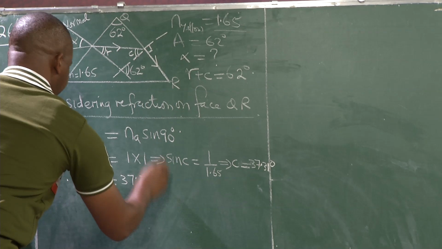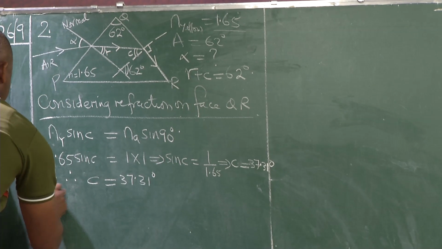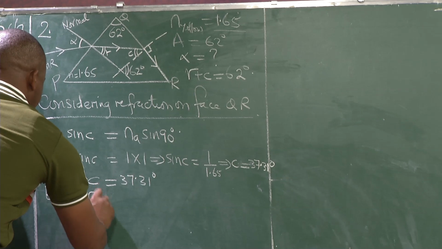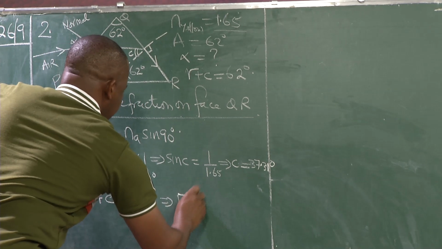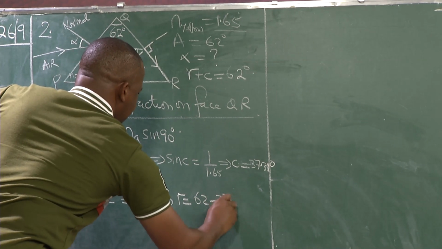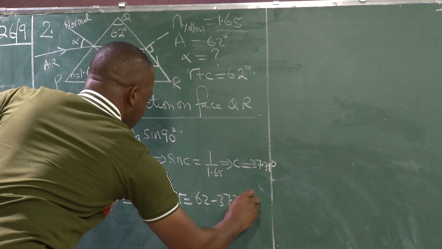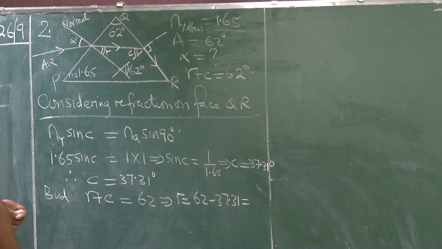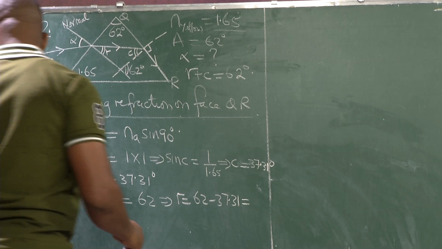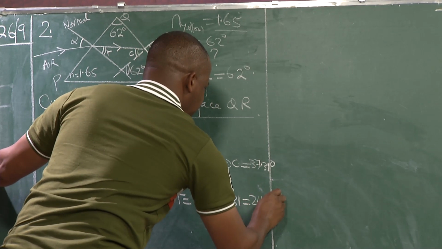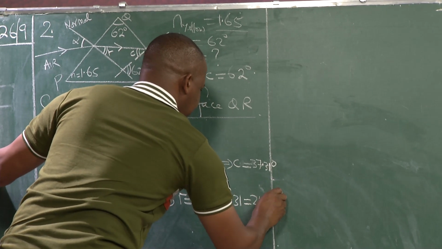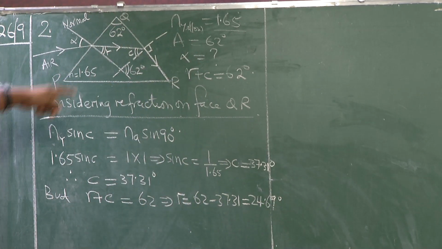But we have already seen that R plus C is 62. This implies that R is 62 minus 37.31, which will give us the value of R upon subtraction as 24.69 degrees. So now that we have R, we can use n sin i again on this face.